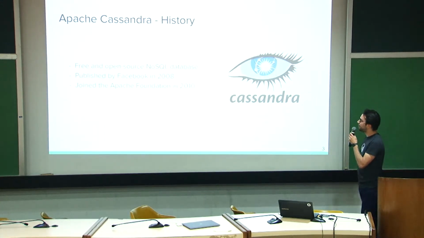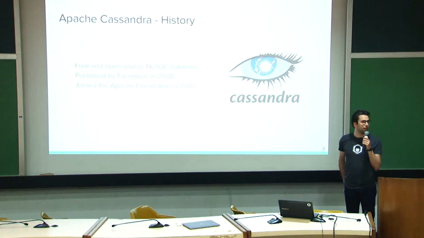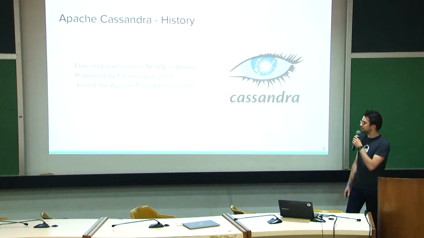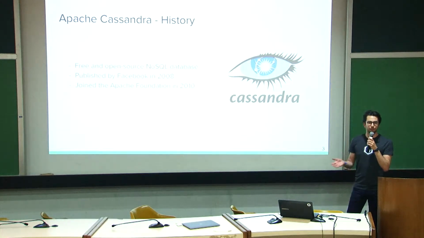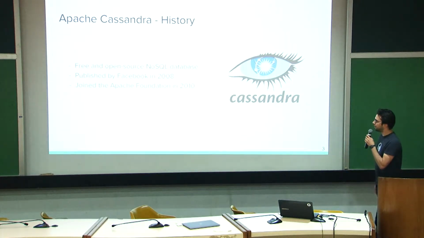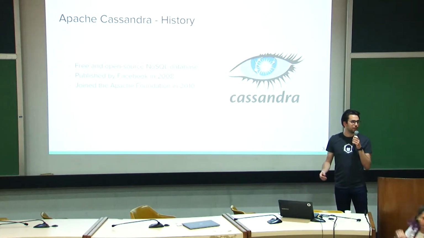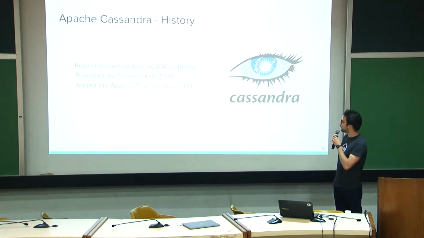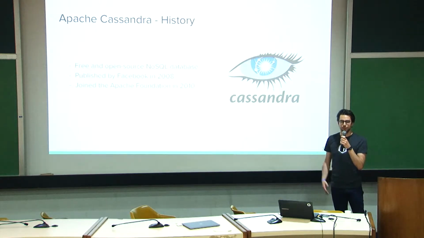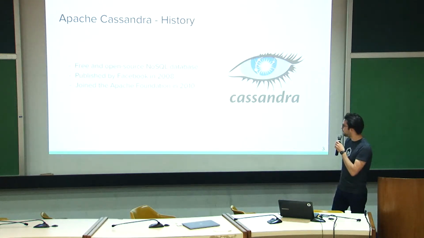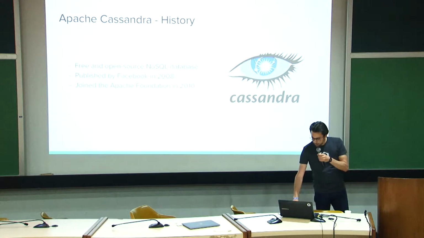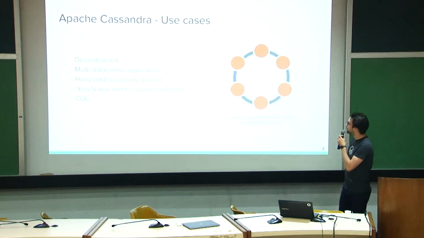Cassandra is a free and open source NoSQL database. It was created at Facebook, and released open source in 2008. Then Facebook kind of gave up on it, and it joined the Apache Foundation in 2009 as part of the incubator. In 2010, it joined the Apache Foundation as a mainstream project, and it's been maintained ever since by the Apache Foundation.